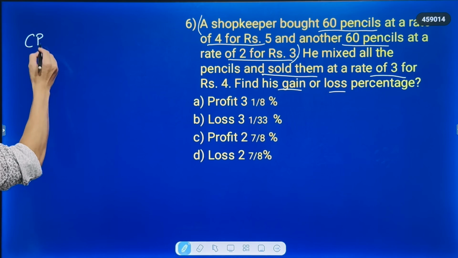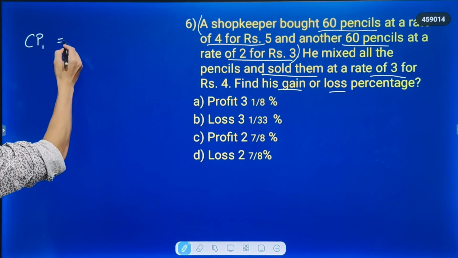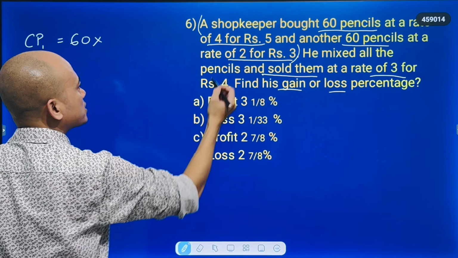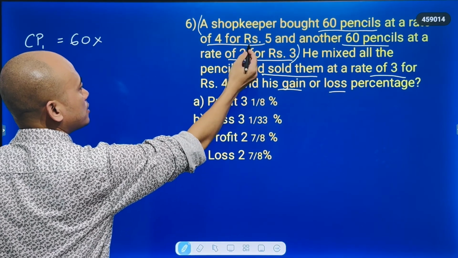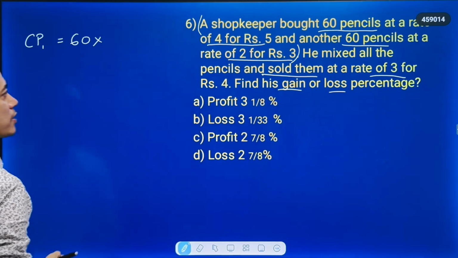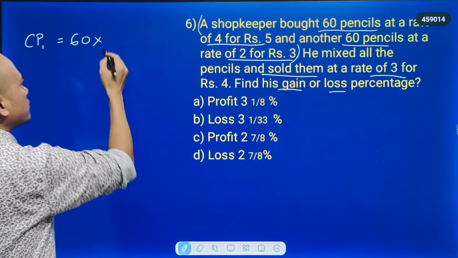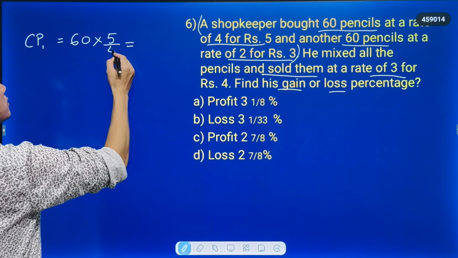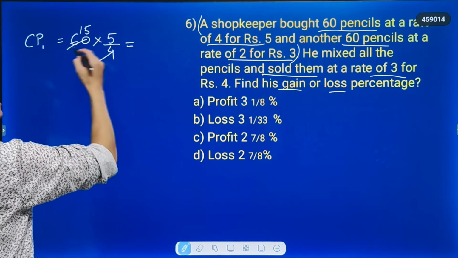The CP of the first part: 60 pencils at the rate of 4 rupees for 5. So 1 pencil will be 4 rupees by 5. 5 quantities cost 4 rupees, so 1 quantity is 4 by 5. Here 4 15s are 60, and 15 5s are 75.